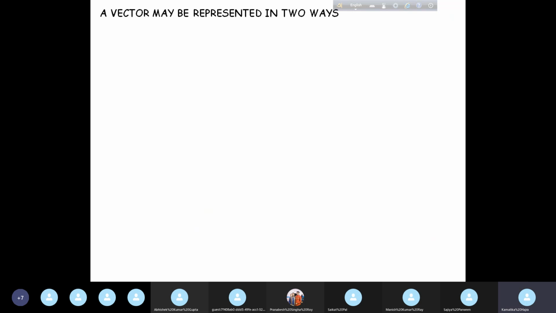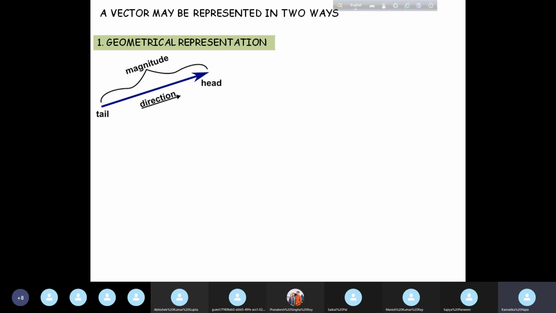Now, a vector may be represented in two ways. There are two ways in which a vector can be represented. There is a geometrical representation, that is, geometrical means to draw a line. Okay? So, we have a straight line which has a tail and a head, arrow giving you the direction. The length of this line is the magnitude, okay, and the direction of the arrow is the direction in which the vector points. Okay. So suppose this blue arrow here represents the vector A.